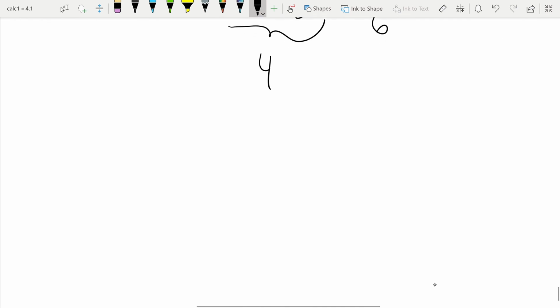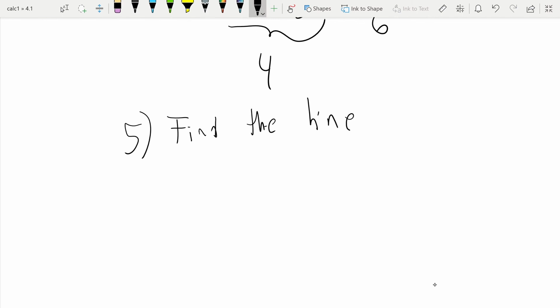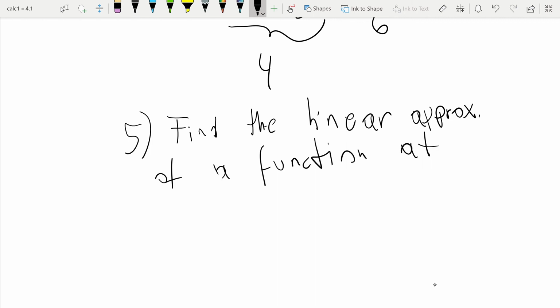Find the linear approximation is another type of question. So find the linear approximation of a function at a given point. And you already know that you need to find the derivative at the point. You already have the value of the function at the point, and those are the main things you need to have at hand.